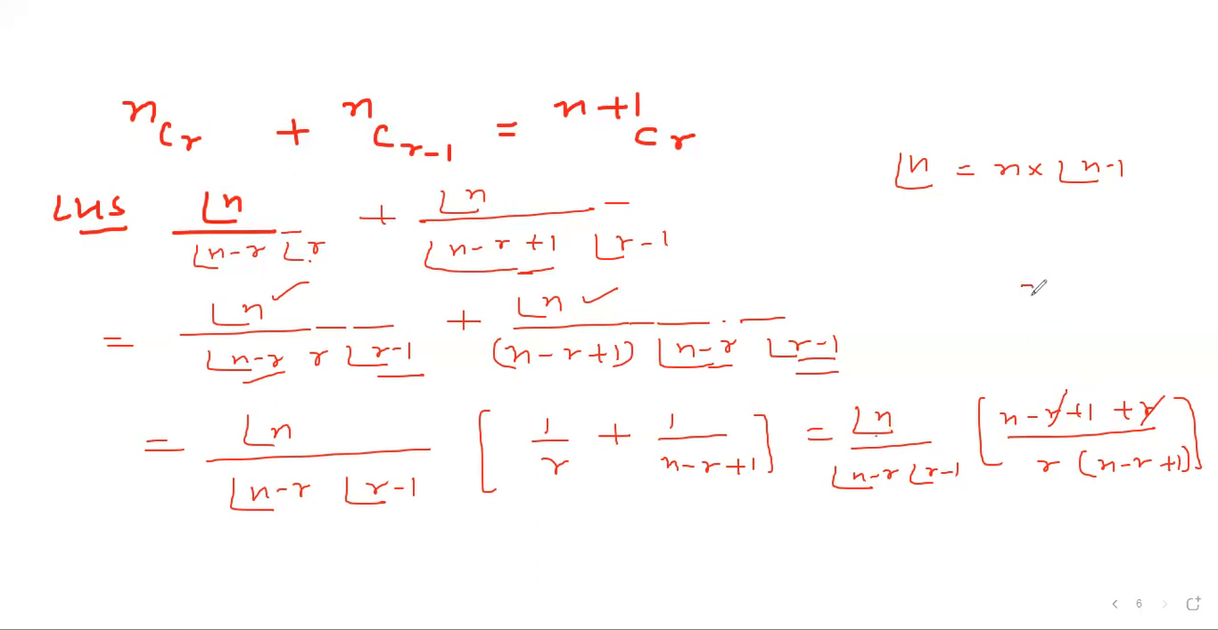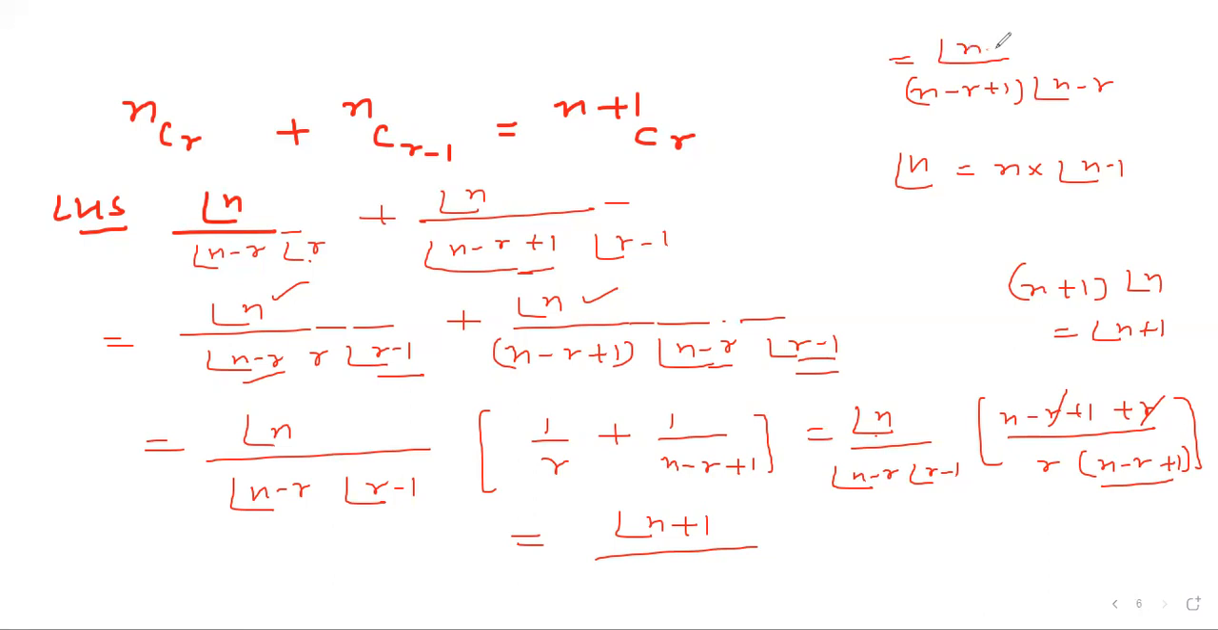So (N plus 1) times factorial N will become factorial (N plus 1). So in the numerator, we will get factorial (N plus 1). And here in the denominator, (N minus R plus 1) times factorial (N minus R) will give factorial (N minus R plus 1). So in the denominator, we will get factorial (N minus R plus 1) times, what is next? Here R times factorial (R minus 1) will give factorial R. So this will be factorial R.